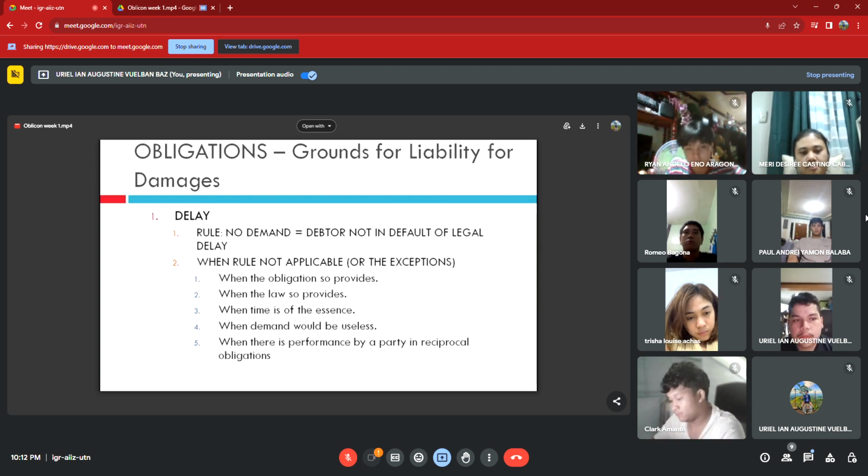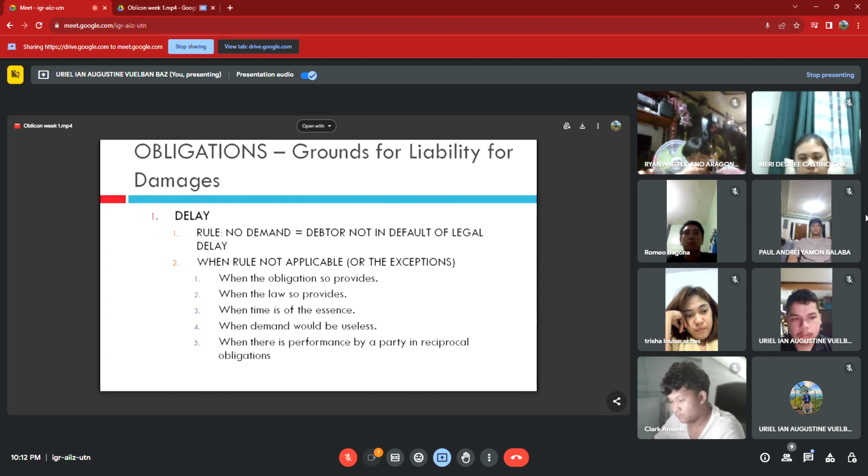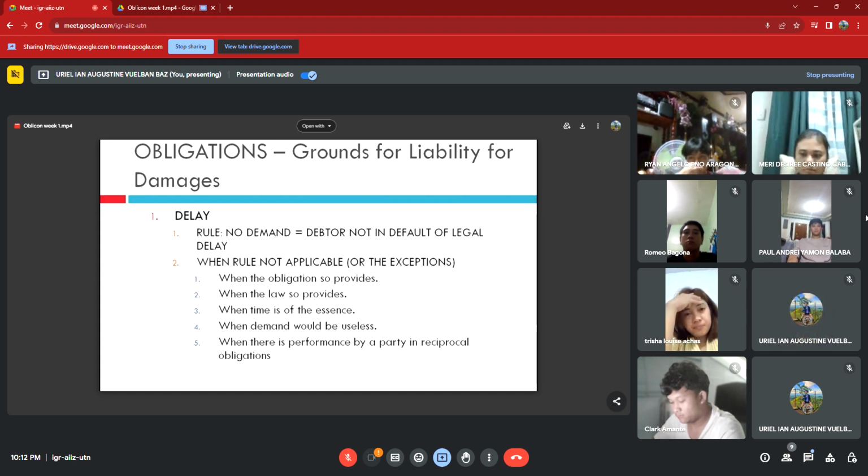Now, as long as the debtor obligor knew that it will be used in a particular event, then it can be considered demand is not necessary because time is of the essence. Of course, when demand would be useless, dili na useless kaayo ang pagdemand kay dili dawaton, dili magpatuo si debtor obligor, then demand is not necessary, or there is already a hesitation or dili nag-ingon gyud si A nga dili niya i-perform yung obligation, then demand would be useless.